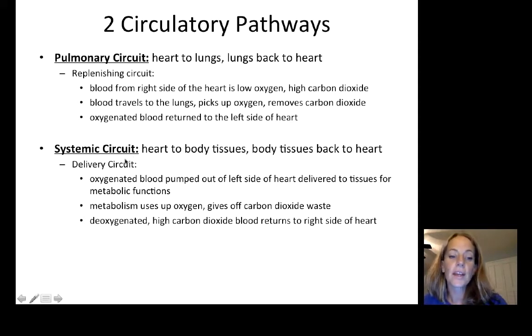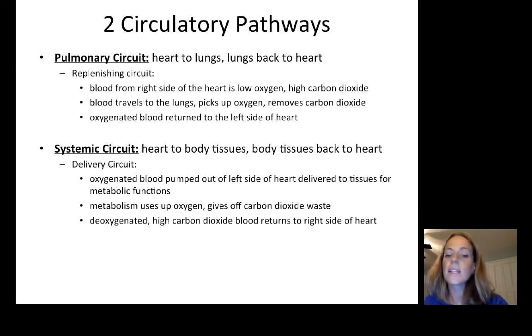In the systemic circuit, we're going to get oxygenated blood from the left side of the heart out to the body tissues. The body tissues need this oxygen for metabolic functions, in other words, cellular respiration. So glucose plus oxygen going to ATP. Metabolism is going to use up the oxygen, and as it does that to produce ATP, it's going to give off carbon dioxide waste. So carbon dioxide waste will be high in the tissues when the tissues are doing a lot of metabolism, and that carbon dioxide needs to be returned to the lungs to be removed.